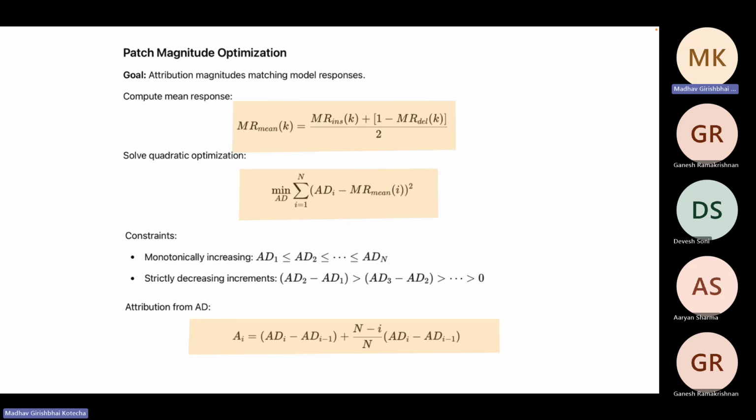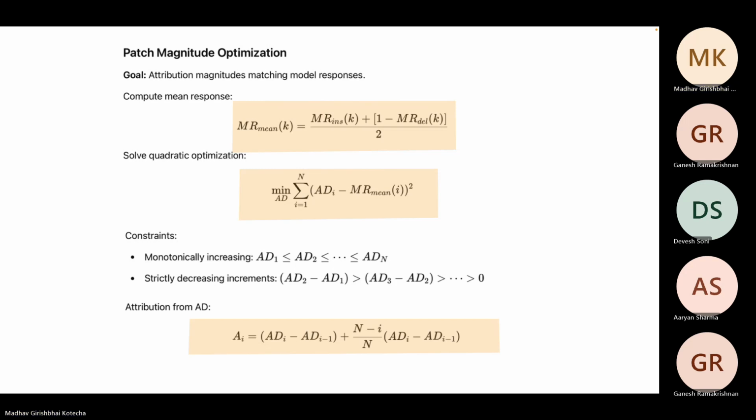In this, we first take the mean of both the insertion and deletion curves. This is our mean optimization problem, to get AD, an attribution curve that is closest to this mean response. We cannot use the actual mean because attribution scores can tie for patches, and the curve is not smooth. So we need to solve this optimization problem, but with two constraints.